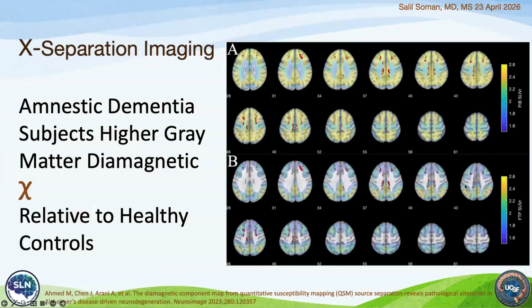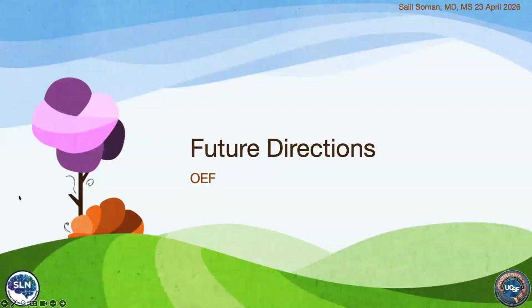And they were working with the people at Mayo, they found that basically using this decomposed method, amnestic dementia subjects had higher gray matter diamagnetic susceptibility, right? The DCS would be higher in those people. And then, okay, so now getting into OEF mapping, right?